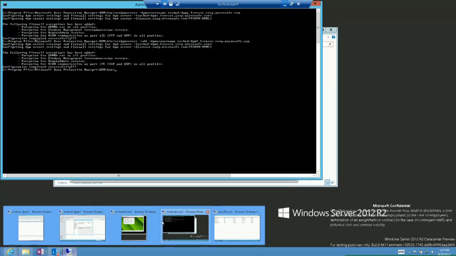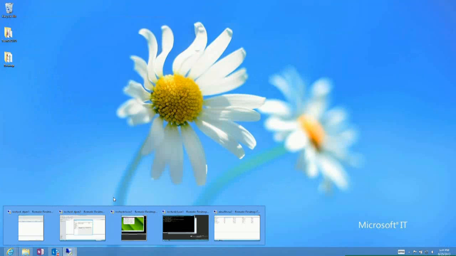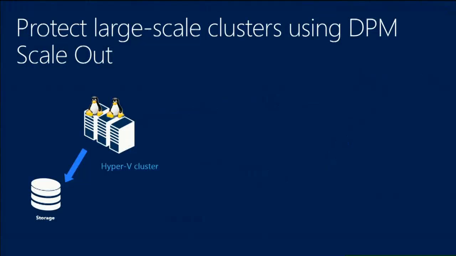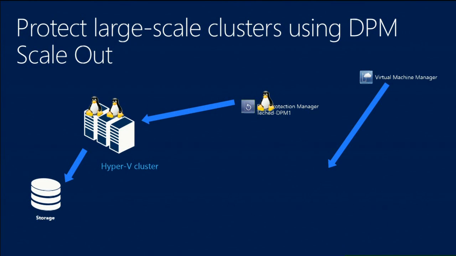All right, so getting back to the presentation. What did we just do here, right? I have a 2 node cluster, and I have a DPM server, TechEd DPM1, that was protecting a Linux VM. I ran out of space, so I installed a VMM here, and that VMM provisioned a new DPM server. I protected another Linux VM into this one. This is exactly what it is.